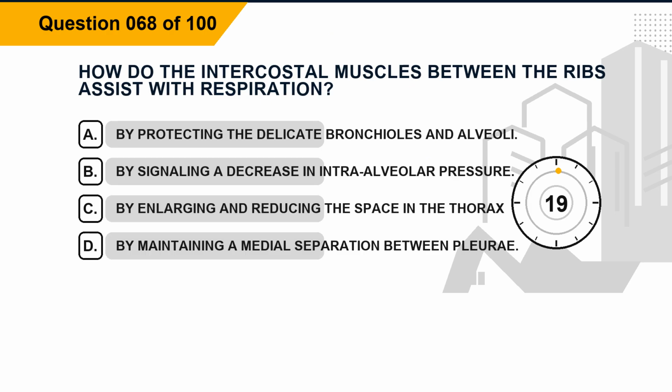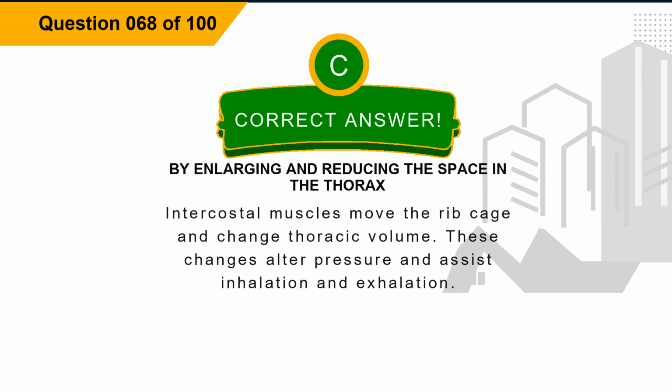Question 68. How do the intercostal muscles between the ribs assist with respiration? Option A, by protecting the delicate bronchioles and alveoli. Option B, by signaling a decrease in intraalveolar pressure. Option C, by enlarging and reducing the space in the thorax. Option D, by maintaining a medial separation between pleurae. The correct answer is option C, by enlarging and reducing the space in the thorax. Explanation: intercostal muscles move the rib cage and change thoracic volume. These changes alter pressure and assist inhalation and exhalation.